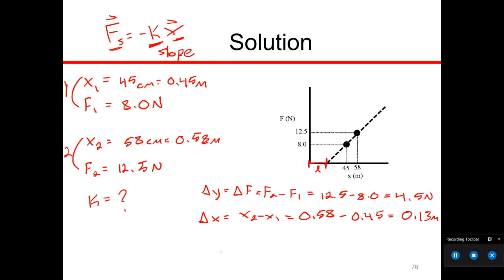And lastly, we can calculate k. So by rearranging the equation at the top of the page there, we get k is equal to our force over our distance, or since it's a slope in this case, our change in force over our change in distance, 4.5 newtons over 0.13 meters. And that gives us a spring constant of 35 newtons per meter. And again, what that means is it requires 35 newtons of force to stretch this rubber band 1 meter.